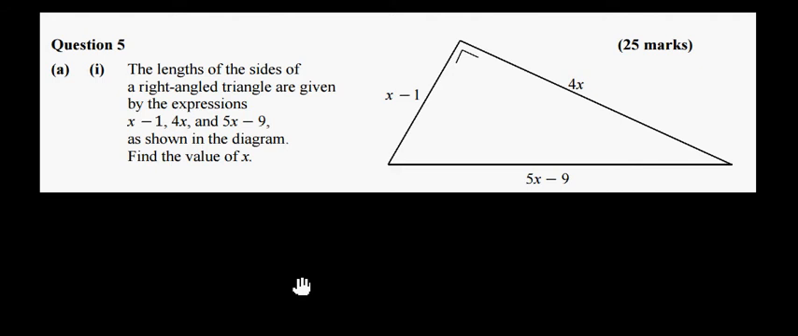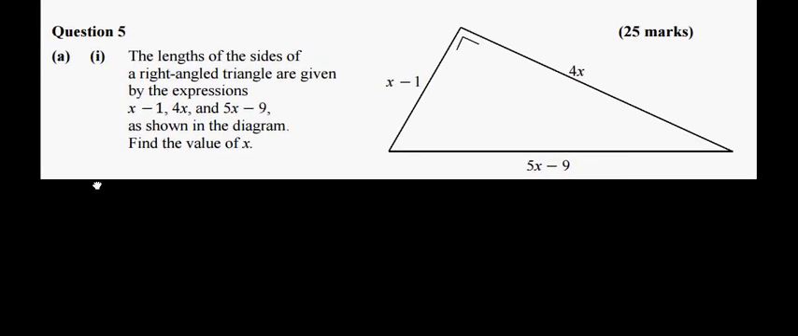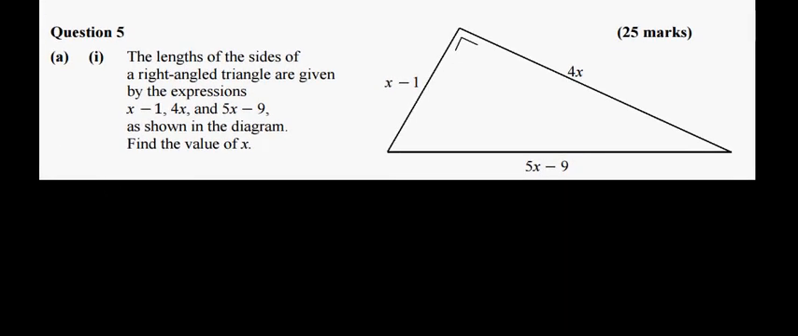The question is, the lengths of the sides of a right angle triangle are given by the expression x minus 1, 4x and 5x minus 9. Find the value of x. Well, you can see it's a right angle triangle, so we can form a simple equation here with x's, and we just solve for x.